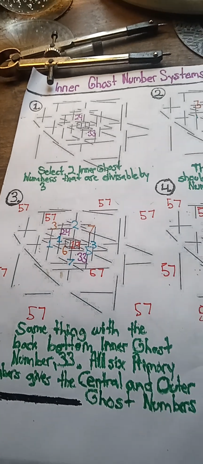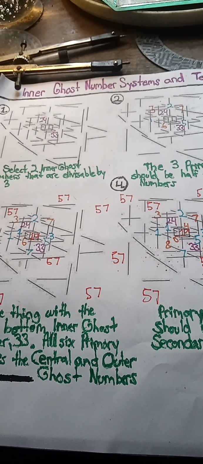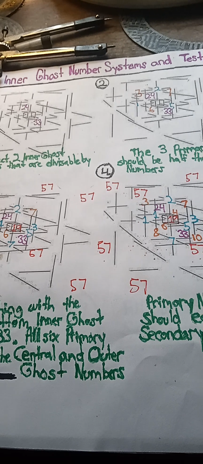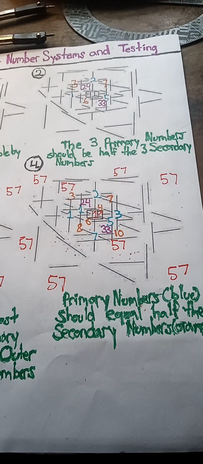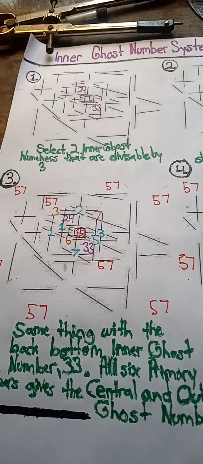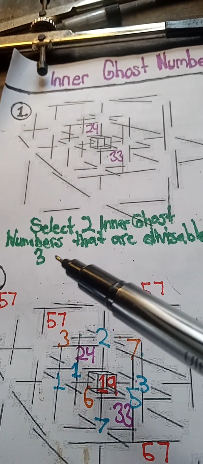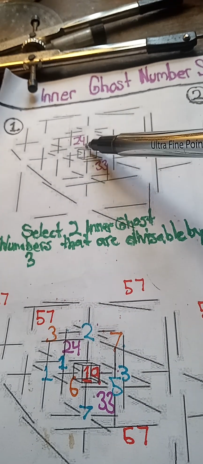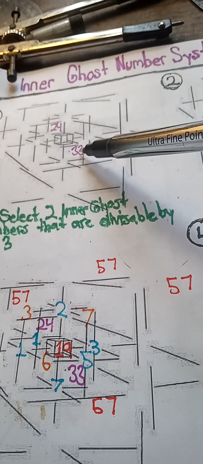Okay, I just want to give a quick rundown of how to create a whole magic ghost number cube out of the inner ghost number system alone, and then test that you completed a correct, true magic ghost number cube. So number one, you select two inner ghost numbers that are divisible by 3: 24 and 33. 24 is divisible by 8 3 times. 33 is divisible by 11 3 times.